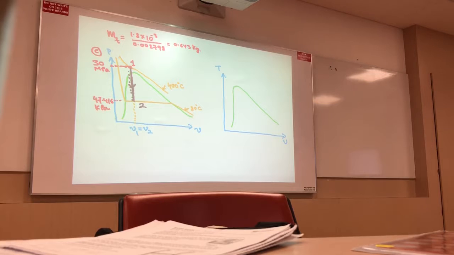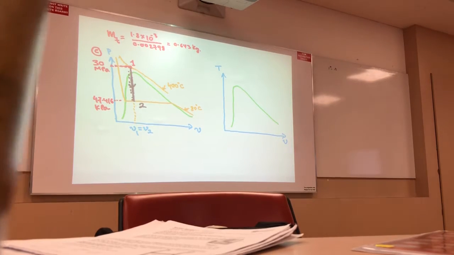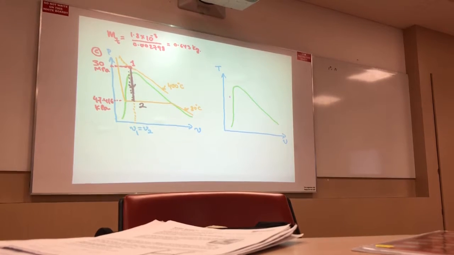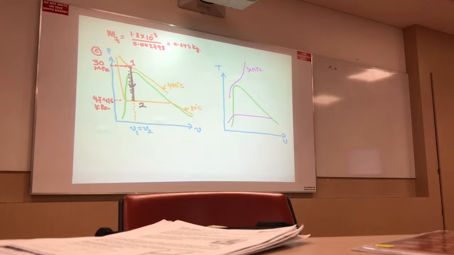Similarly, on the TV diagram, you must show the constant pressure line. The first one is the pressure higher than critical. So this pressure is 30 megapascal. And another pressure is here, which is 47.416 kilopascal, and this indicates temperature 80 degrees Celsius. Right, and here it shows 400 degrees Celsius. So this is definitely state 1.